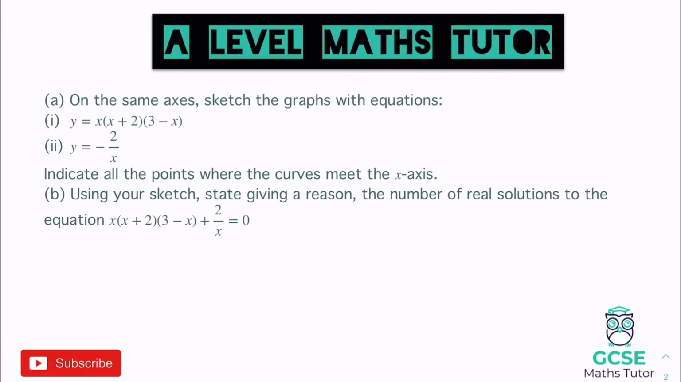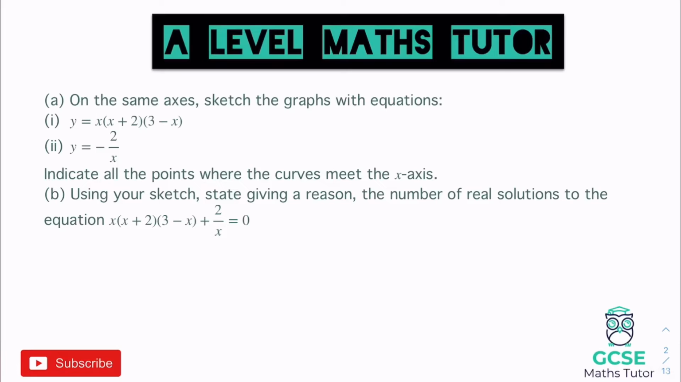Okay, so for this next question, we have a very similar concept here. It says on the same axes, sketch the graphs with the equations, and it gives us these two equations again. They're very similar. Look, we've got, well, not a triple bracket because we have the x on the outside, but we have another cubic. And we also have another reciprocal, and we've got that minus sign in front of it, so we'll be aware of that in a sec. Now it says indicate all the points where the curves meet the x-axis, and then we've got a second part here which is using your sketch, state, giving a reason, the number of real solutions to the equation, and again they've set them equal to each other in a sense, but we'll talk about that a little bit in a sec there.